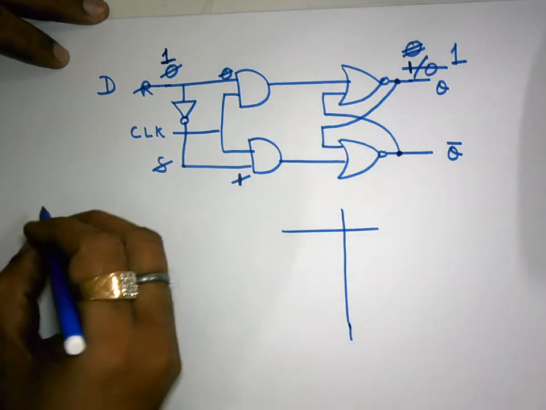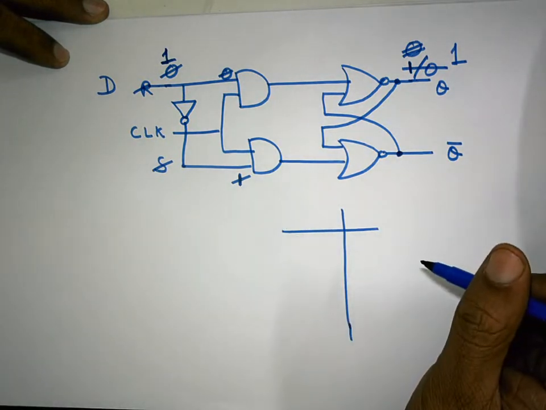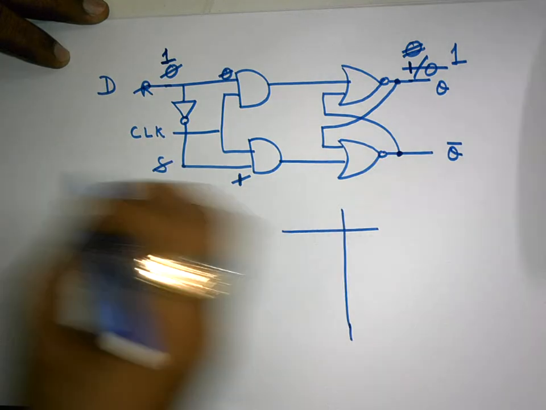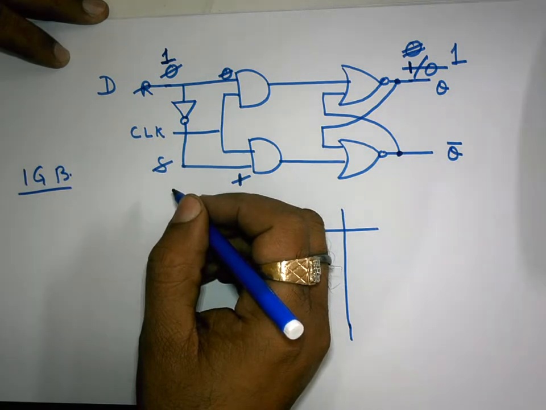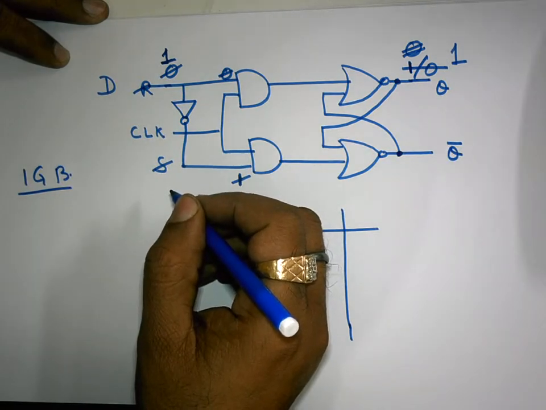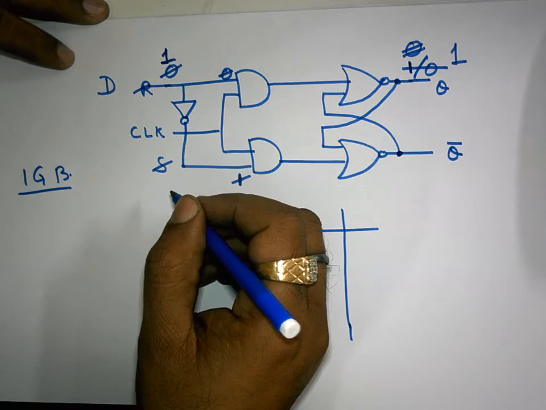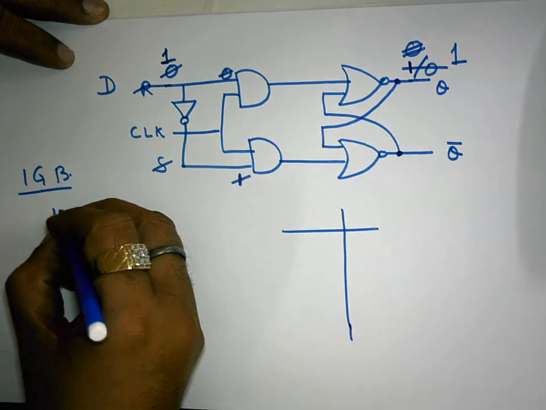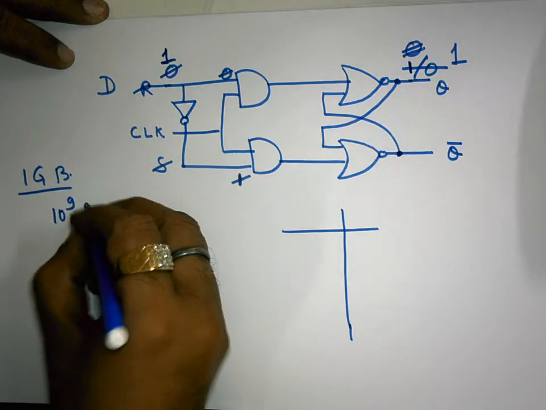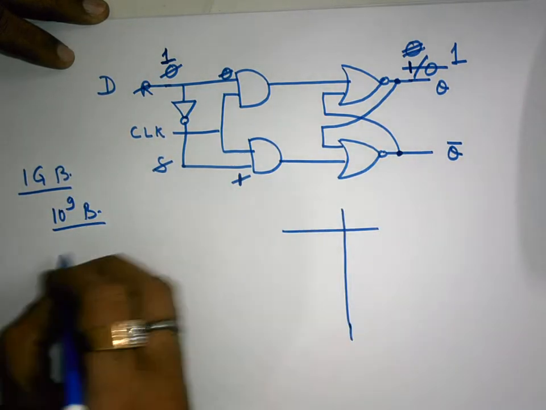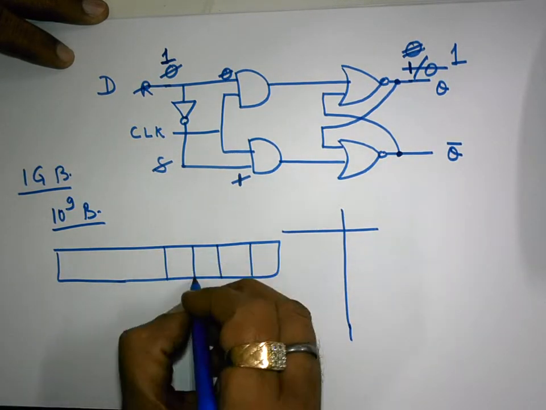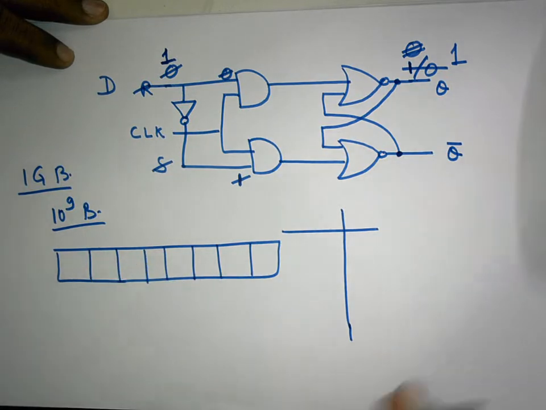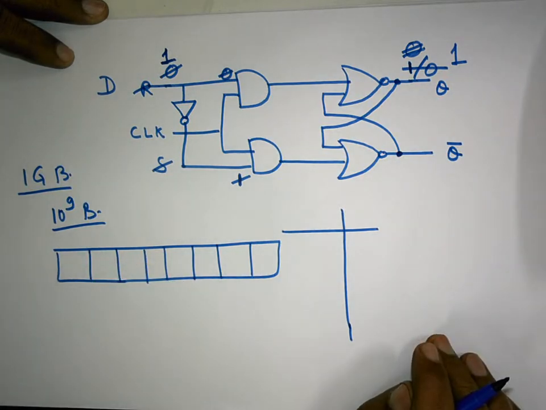When you say that my memory is 1 GB in capacity, 1 GB means 1 gigabyte. So how many bytes does it have? You tell me. 10 to the power 9. 1 gigabyte is equal to 10 to the power 9 bytes. And 1 byte means there are 8 bits.